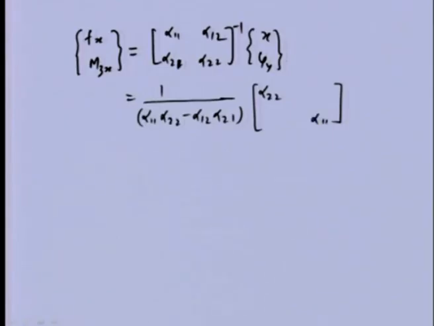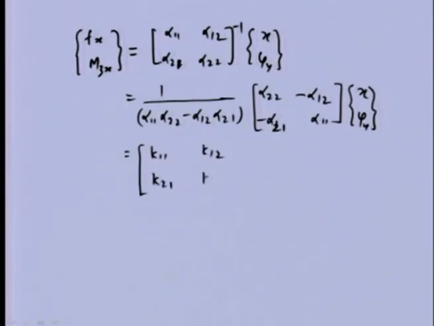Earlier this 2 2 was below, now I have kept it here, and we need to change the sign of the cross coupled terms. So, this is the inversion of the 2 by 2 matrix. Now we can write it as k 1 1, k 1 2, k 2 1, k 2 2. You can see that k 1 1 is nothing but alpha 2 2 divided by the determinant of the influence coefficient matrix. Similarly, other terms can be defined.